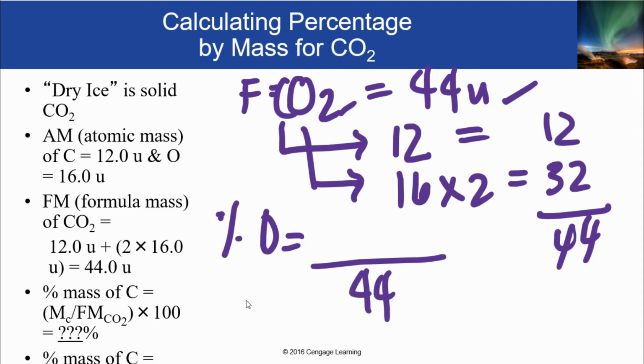Kaya lang be careful na ang gamitin natin ay yung mass ng component dun sa mismo compound at hindi yung atomic mass ng isang element. Kasi baka ang gamitin natin dito ay 16. So, tandaan natin na meron tayong dalawang oxygen dito. So, ang gagamitin natin dito ay 32. So, we have 32 divided by 44 times 100. So, what we are going to get is, we will get 72.7.